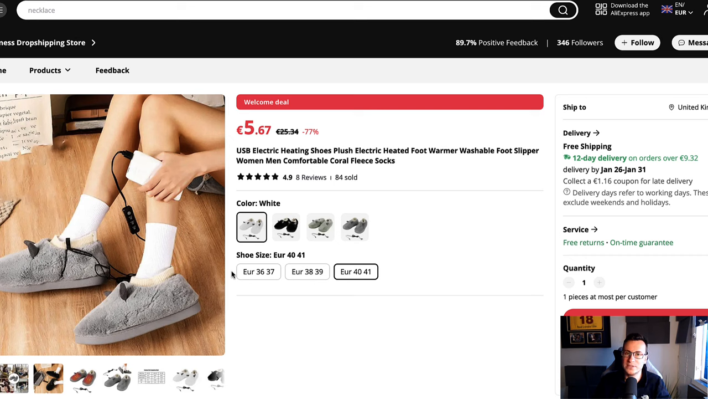Perhaps there's an opportunity to be had here to build a niche, a branded niche store selling just heated slippers, or perhaps heated clothing in general, because at this point you can get heated gloves, you can get heated vests, you can get heated jackets, heated coats, heated gilets.